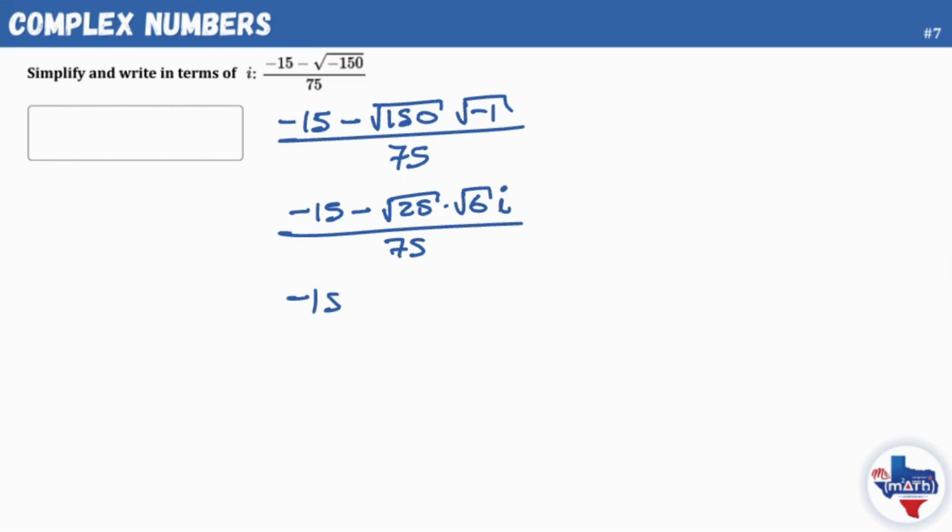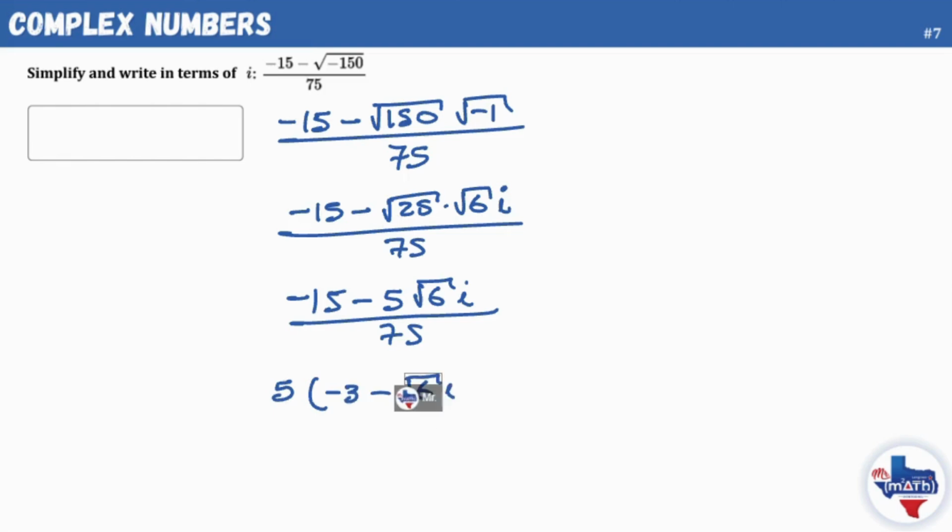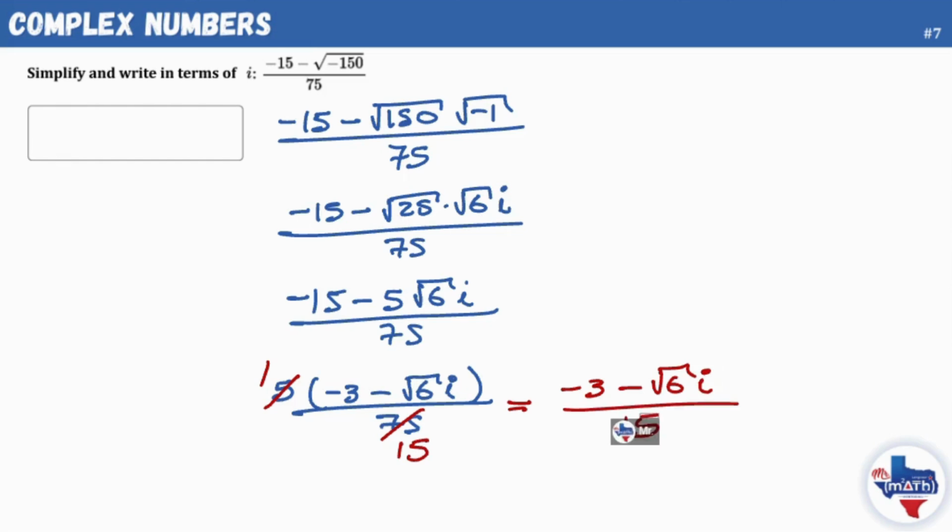So we'll have negative 15 minus 5 root of 6 i over 75. Now we're going to pull a common factor from negative 15 and negative 5. That could be the same 5, and this will be (negative 3 minus root of 6 i) over 75. We could simplify the 5 and the 75. The 5 over 1, the 75 over 15. Our final answer is (negative 3 minus root of 6 i) over 15.